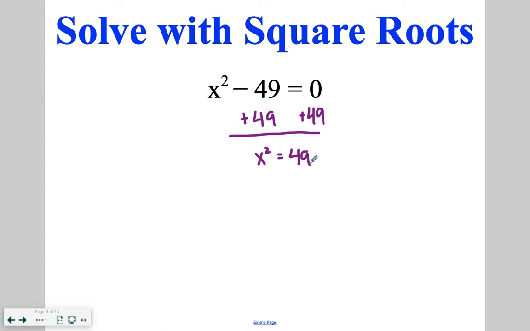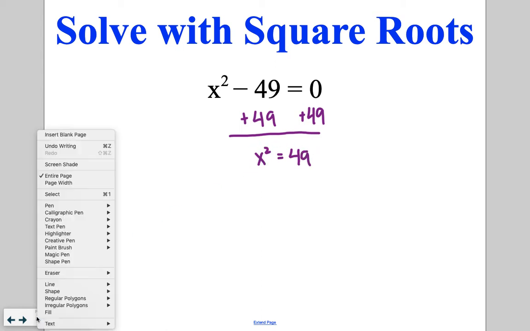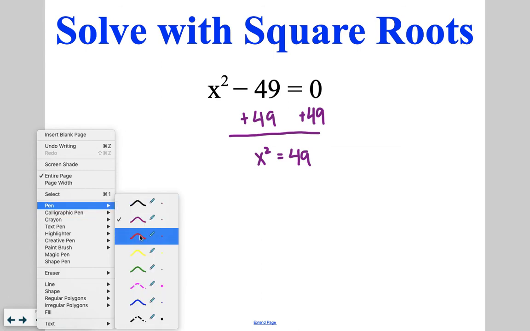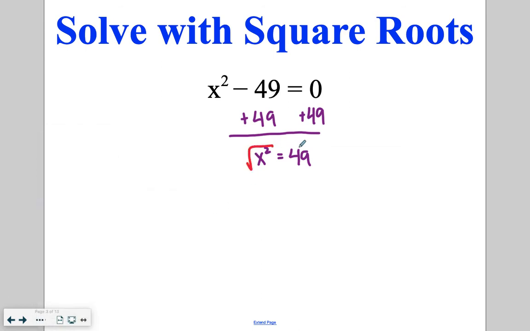to 49. Now that the x squared term is by itself, you're going to go ahead and use square root, because as we know, square root and square are inverses. So when you do that, you're going to get an answer of x is equal to 7, and another answer of x is equal to negative 7. Remember, when you take a square root, there is a positive answer and a negative answer, because 7 times 7 is 49 and negative 7 times negative 7 is also 49. So your two solutions to this problem would be 7 and negative 7.